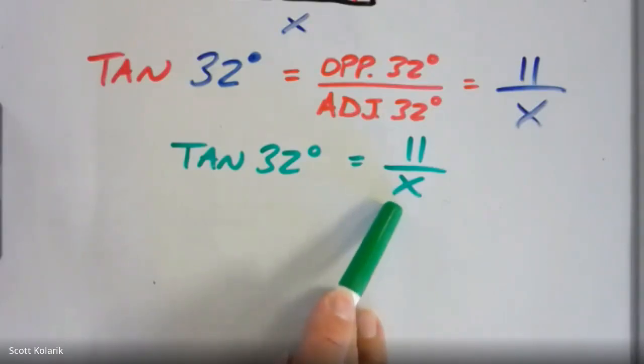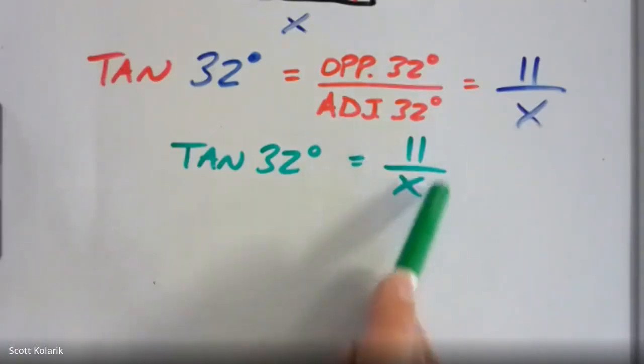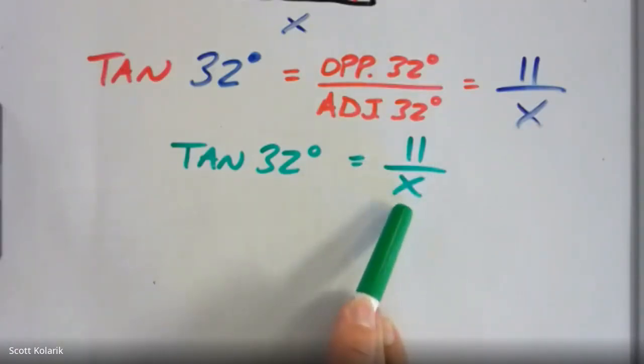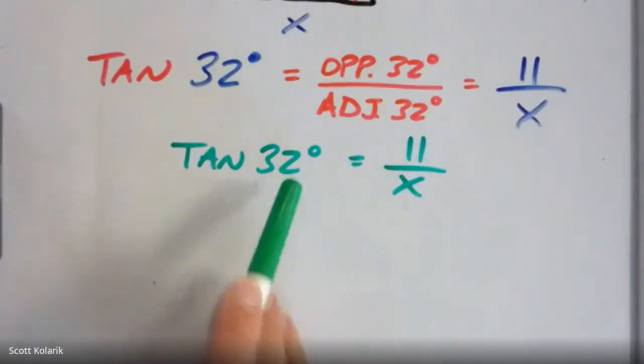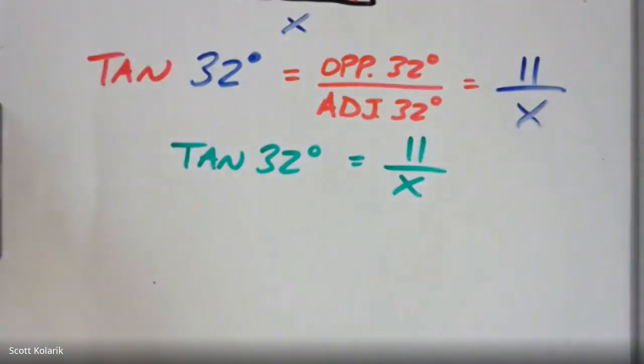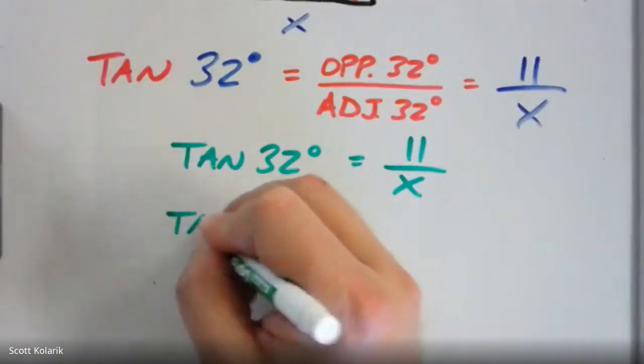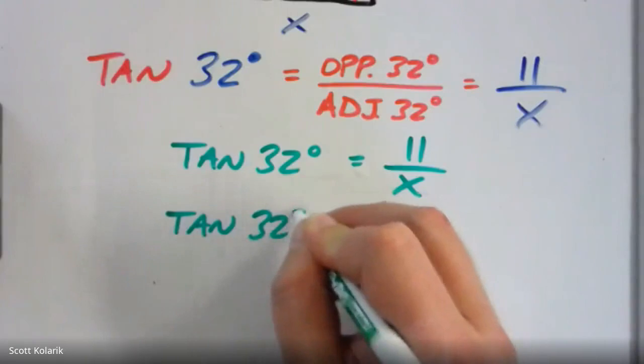So here's where we're going to use some traditional algebraic moves. The problem here is that my unknown, my variable, is in the denominator of this fraction. So the first thing I want to do is get it out of the denominator by multiplying it to the other side. If I multiply x to both sides, I'm going to end up with the tangent of 32 degrees, which again is some decimal.